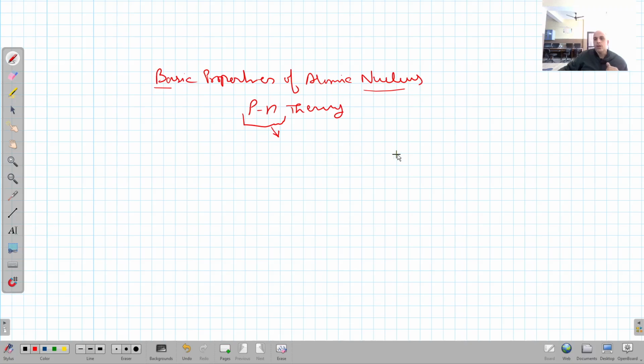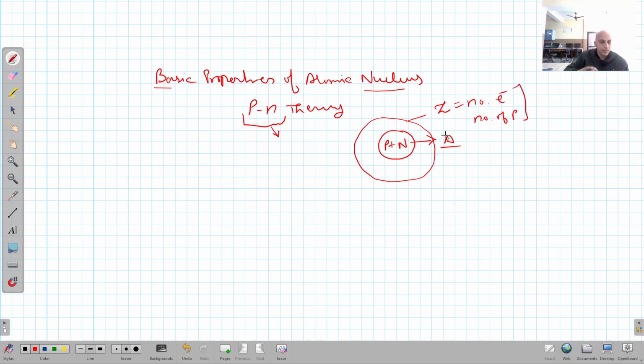So now, according to the proton-neutron theory, any atomic nucleus contains protons plus neutrons, that is equal to A, the mass number of the atom, whereas the electrons are revolving around the nucleus, right? So that is equal to Z, the number of either electrons or protons, because they are equal, that's why the atom as a whole is neutral.